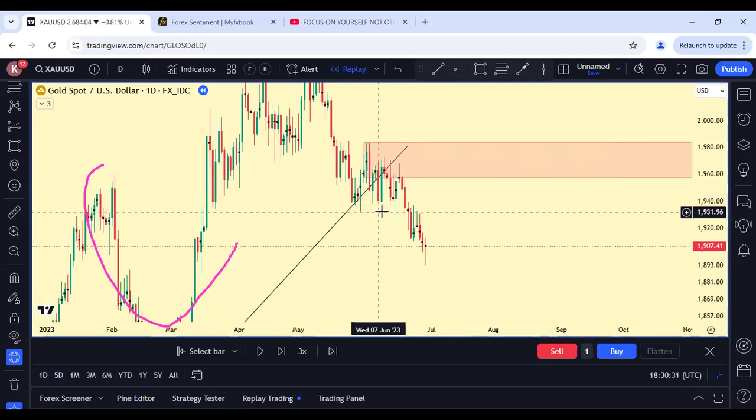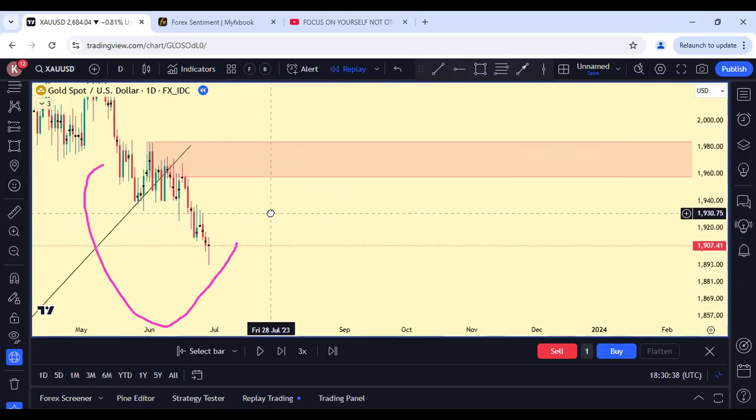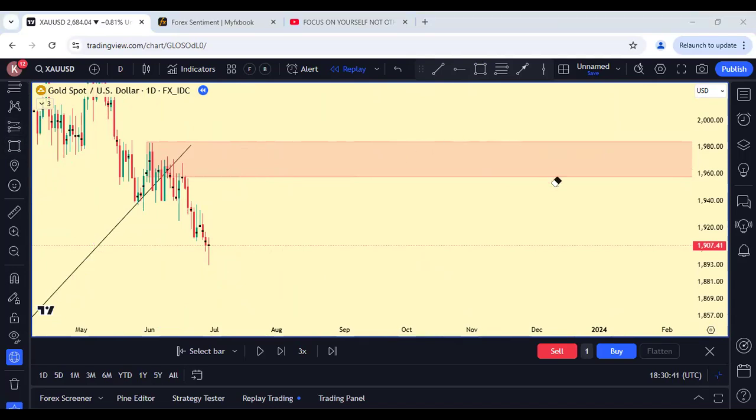And look at how this got tested. Got tested and price dropped. So this is a valid zone that we will have in the future. If price will come into it, respect it and drop. So now let's keep moving.